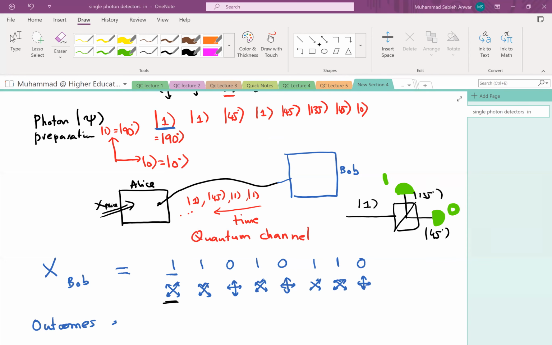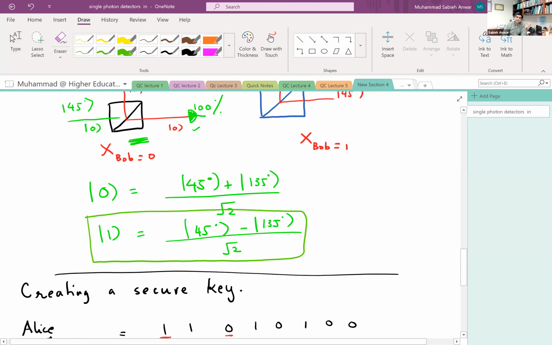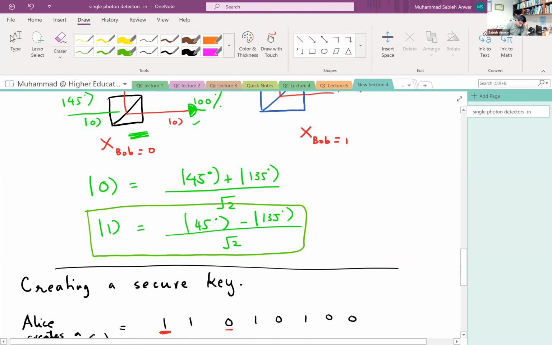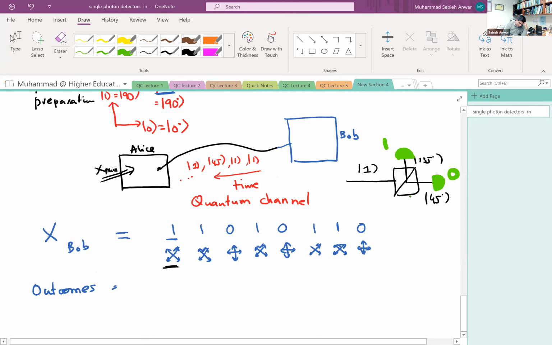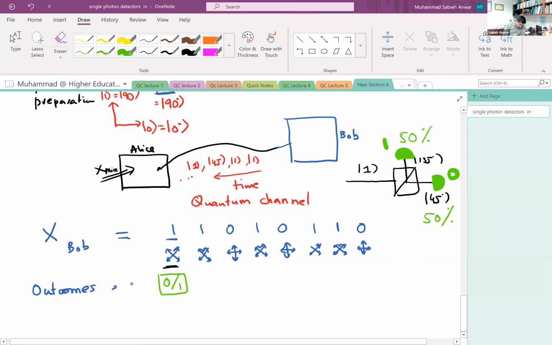135. Which one? Sorry, can you speak again? 135. Both of them have an equal probability of being detected, because cat 1, as you've noticed, is a superposition of 45 and 135. So if cat 1 is input on a beam splitter of this kind, then it will go here with a 50% probability, and it will go here with a 50% probability. Because you're not projecting onto cat 0 and cat 1, you're projecting onto the diagonal basis states. So is this clear? Yeah. Okay, so the outcome could be 0 or 1, we don't know.